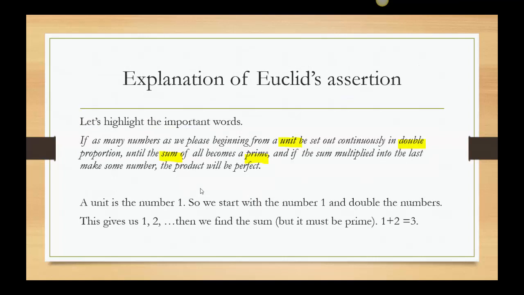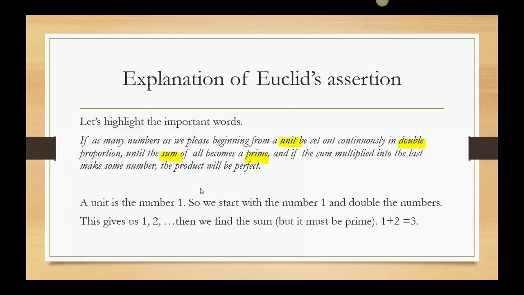So let's make it clear. I've highlighted the important words here. It says first, if as many numbers as we please, beginning from a unit. So what is a unit? A unit is 1. So he's saying, hey, start at 1. And he says, set out continuously in double proportion. Well, double just means times 2. So if I start at 1, I'm going to double it. Now I get to 2. Okay. And then it says until the sum becomes prime. Well, let's see where we started. We started at 1.